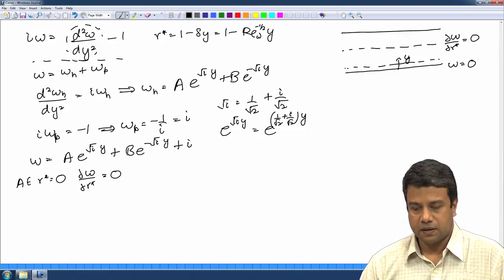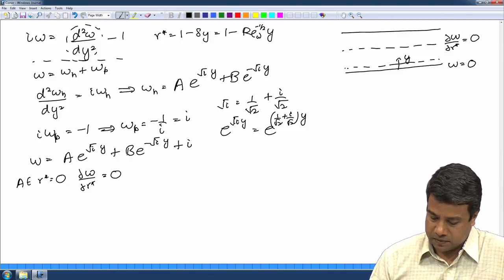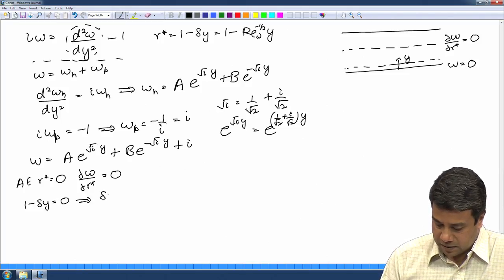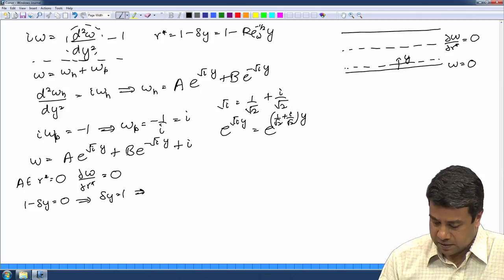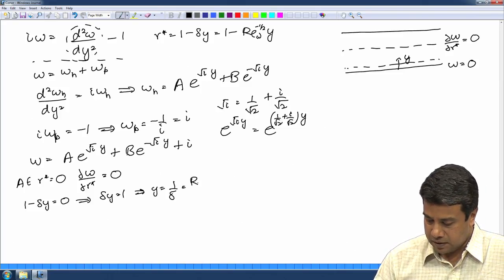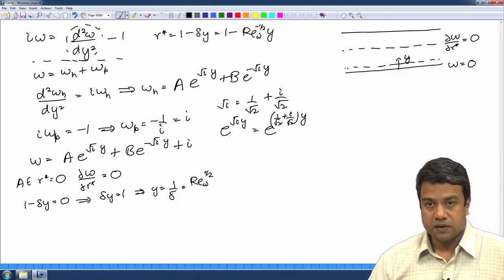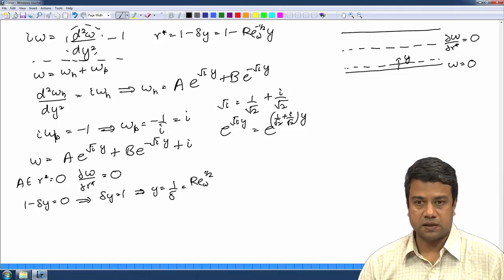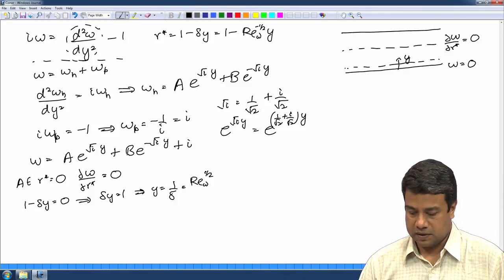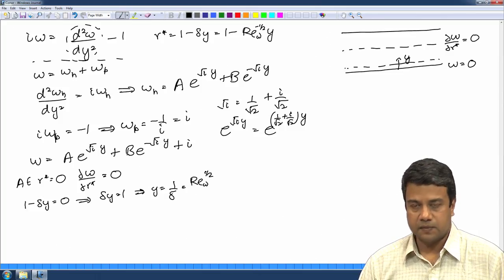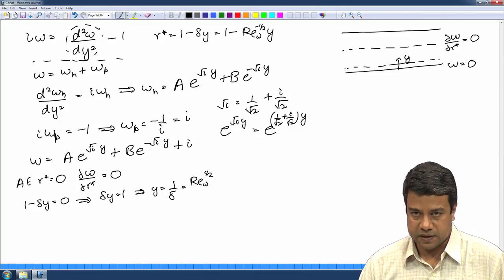Because r star equal to 0 corresponds to 1 minus delta y equal to 0, which is delta y equal to 1, which means that y is equal to 1 by delta, which is equal to Re omega to the power half. So, this corresponds to y going to infinity in the limit as Reynolds number is large and delta is small. In that limit, you require that the derivative has to be 0.